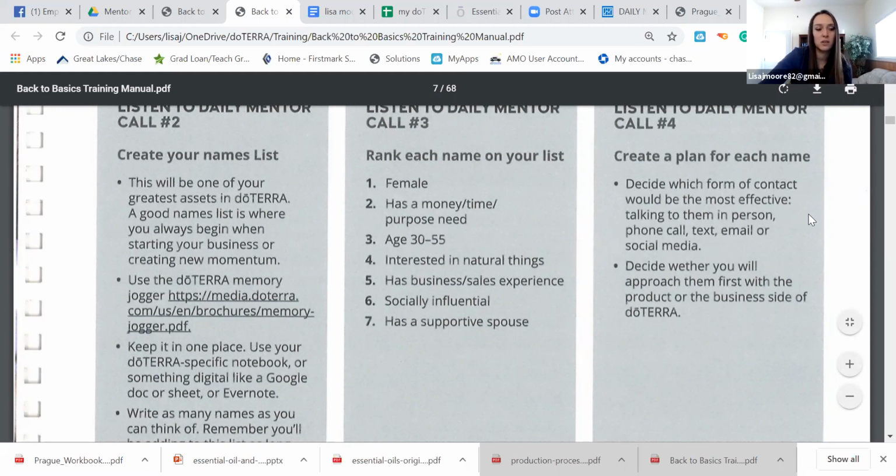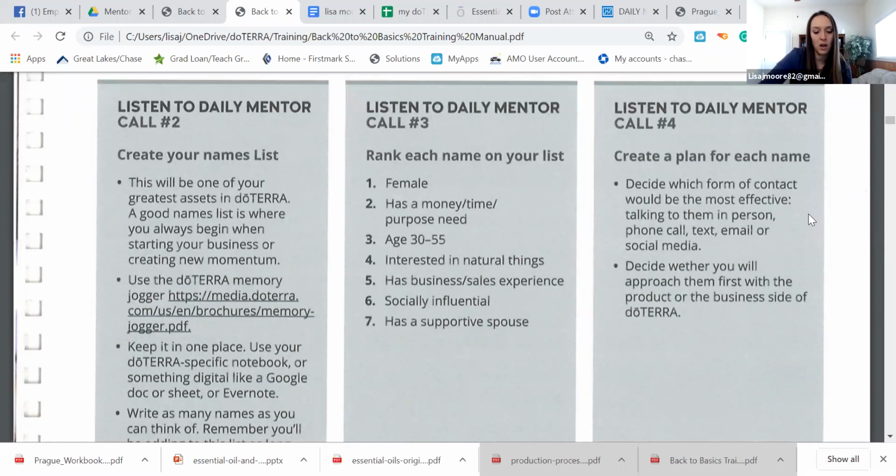On your list, you might have a column with their name, and then a column to the right or left with their rank, and then the next one over. I like to keep them separate. Put IP for in person, P for phone call, T for text, E for email, and SM for social media. And you just jot that down. That's it. You don't have to decide what to say. It's just the best way to contact them. So when you come to actually sitting down and contacting, there's no guessing involved. You already thought through it.